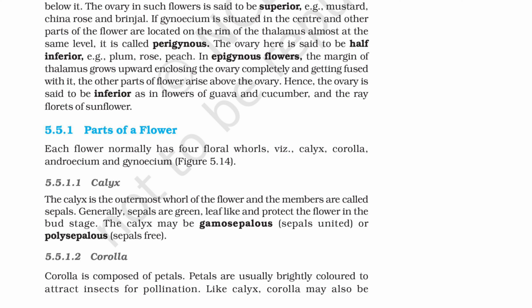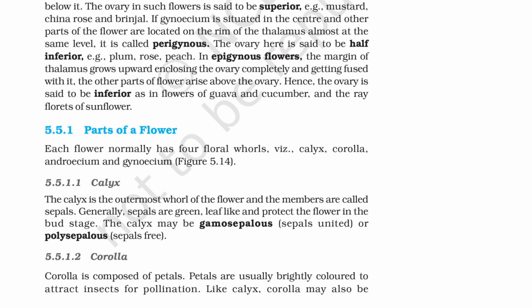Example: plum, rose, peach. In epigynous flowers, the margin of thalamus grows upward, enclosing the ovary completely and getting fused with it. The other parts of the flower arise above the ovary. Hence, the ovary is said to be inferior, as in flowers of guava and cucumber, and the ray florets of sunflower.